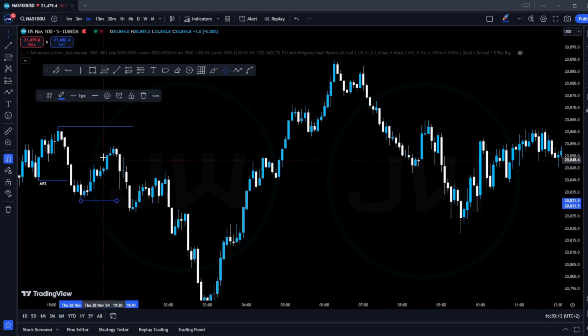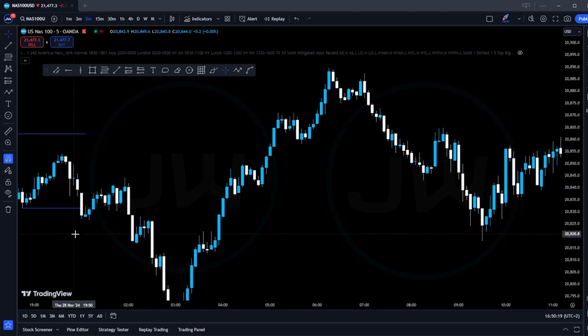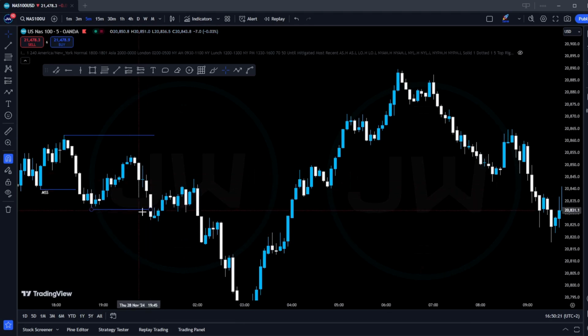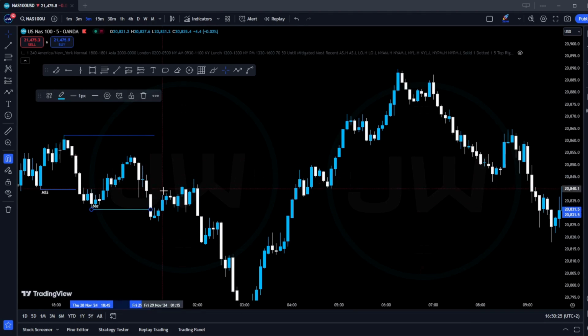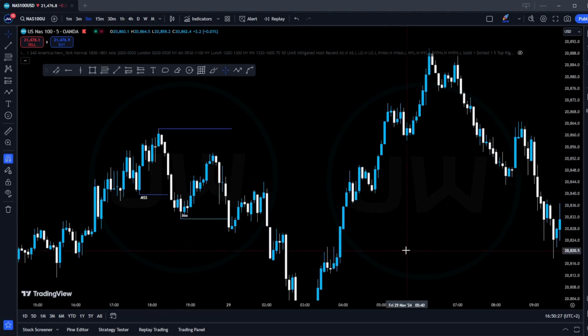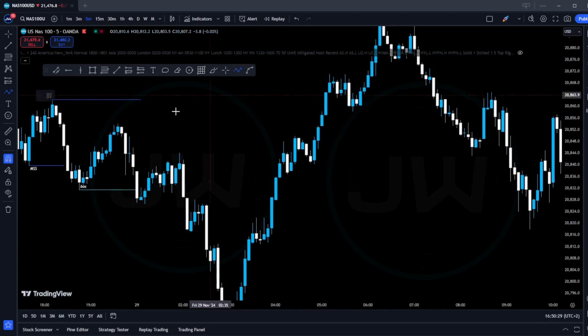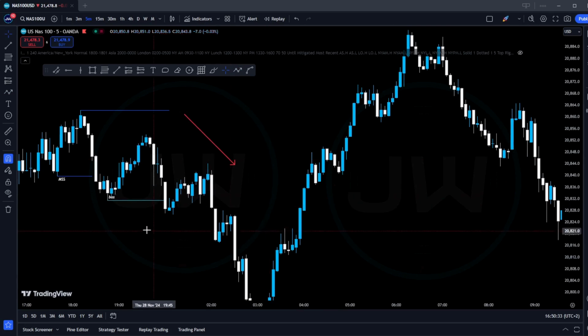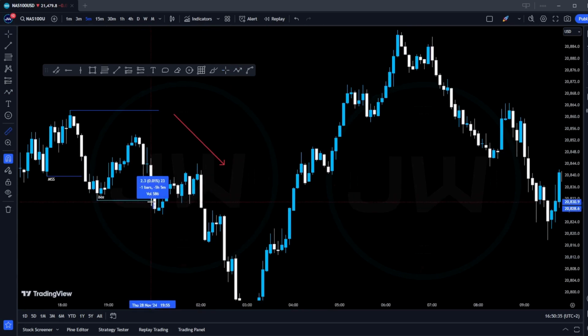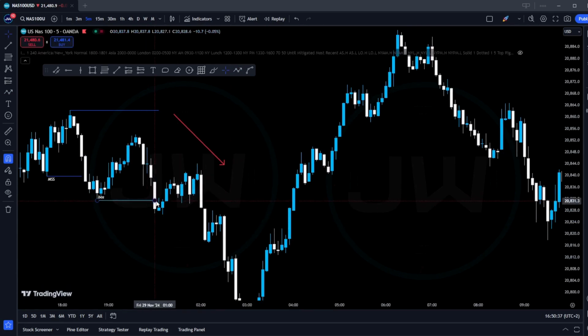Now if we look at our next move, we did not displace above these highs, but we did have an aggressive displacement below these lows. And this would be considered our break of structure. Why? Because we're now in a bearish trend. And when we're in a bearish trend, we are breaking lower lows to continue the trend.